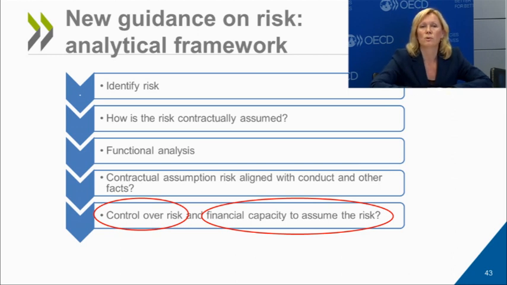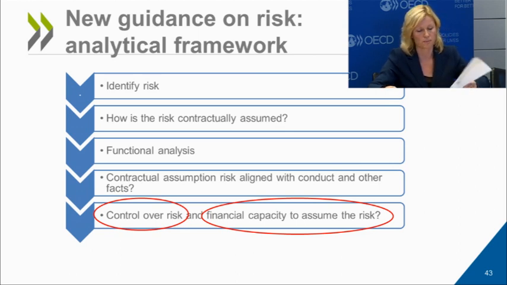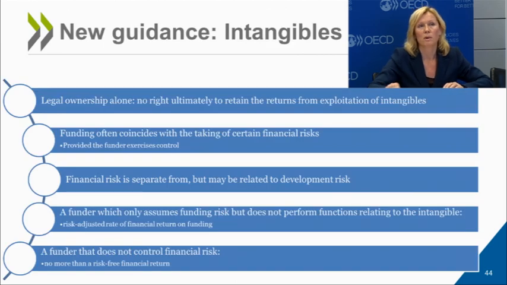What if you don't have control, and what if you don't have the financial capacity to allocate the risk? In that situation, the risk will be allocated to the party that does control the risk, including the anticipated returns in relation to that risk. So that is the framework in relation to risk.